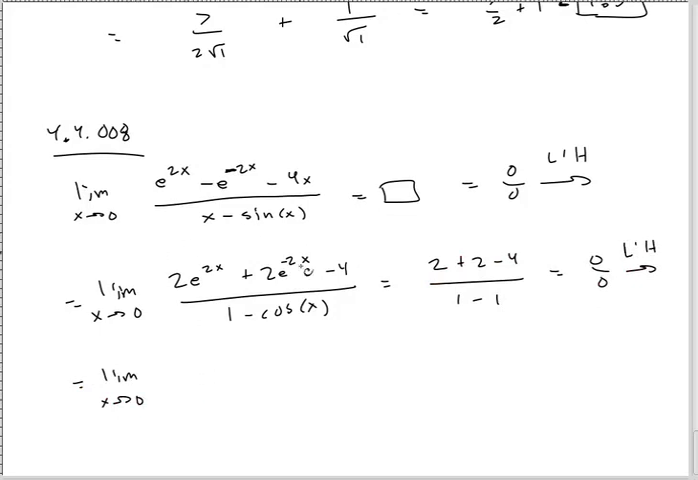Okay. Derivative again. 4e to the 2x, and a negative 4e to the negative 2x. That 4 will go away. The 1 goes away. The negative cosine will go to a positive sine, actually. When you plug in 0, you get 4 minus 4 over 0. And again, L'Hopital's.